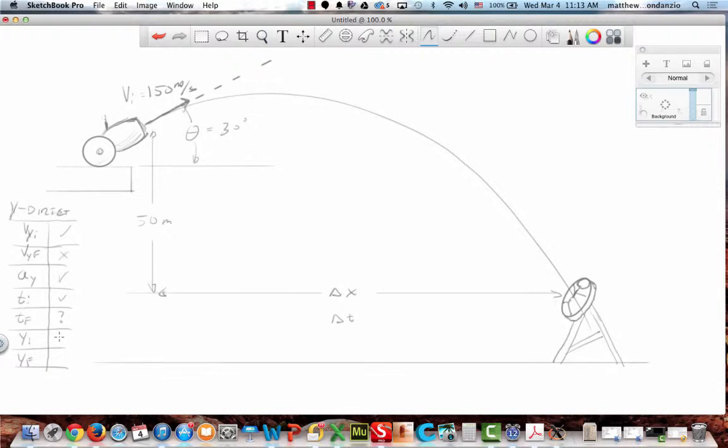50. What's my final? 0. So delta y is what? Negative 50. So I have my y initial and I have my y final, and you can fill in the values if you want. We're only finding two variables. But look, you're finding time and you're finding delta x, right?